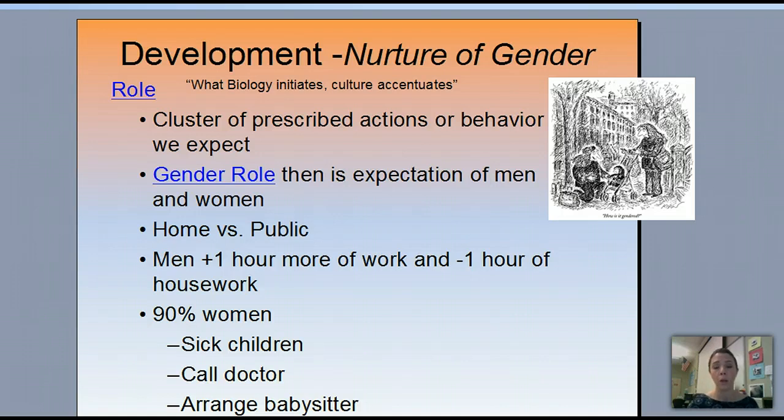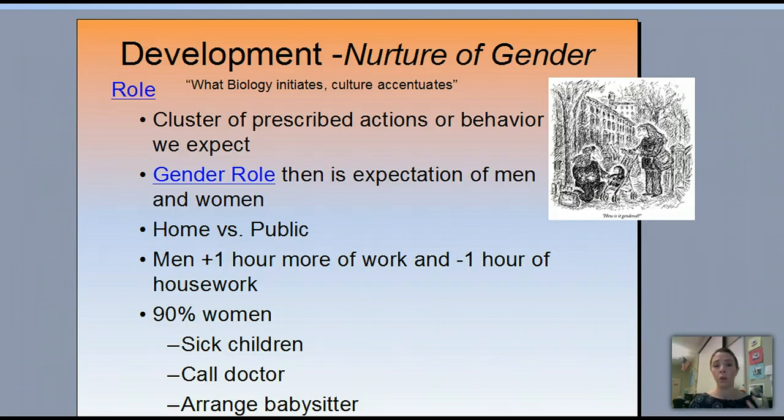So it's passed on. When we're talking about a gender role, you can think of a role just like you would a role in a play, or your role in a production. It's a cluster of actions that we expect. So if you're playing the role of a student, it would be all the actions or behaviors we expect from a student. If you're playing the role of a male, you would expect certain things. So the gender role is what we expect of women's and men's behaviors, our prescribed expectations.